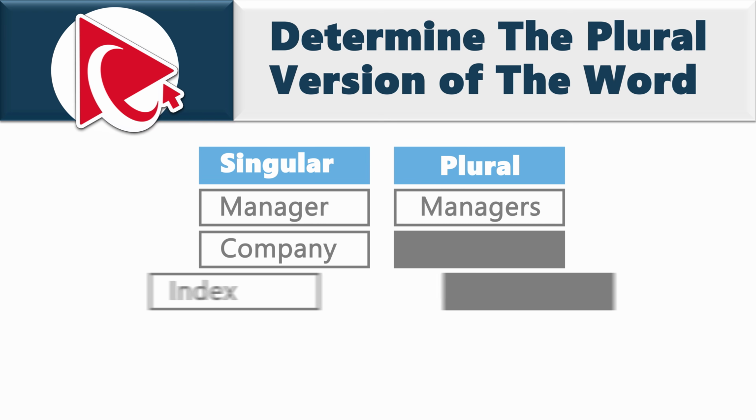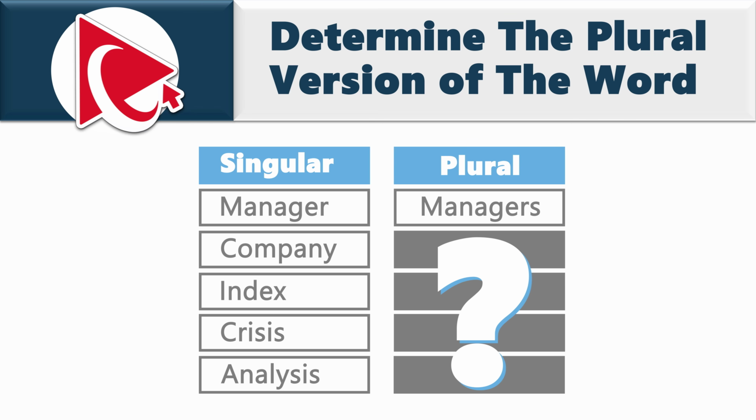We are presented with the challenge where we need to build singular and plural business word pairs. One pair is present, manager and managers. For the other words, you need to build the pairs, and the other words are company, index, crisis, and analysis.